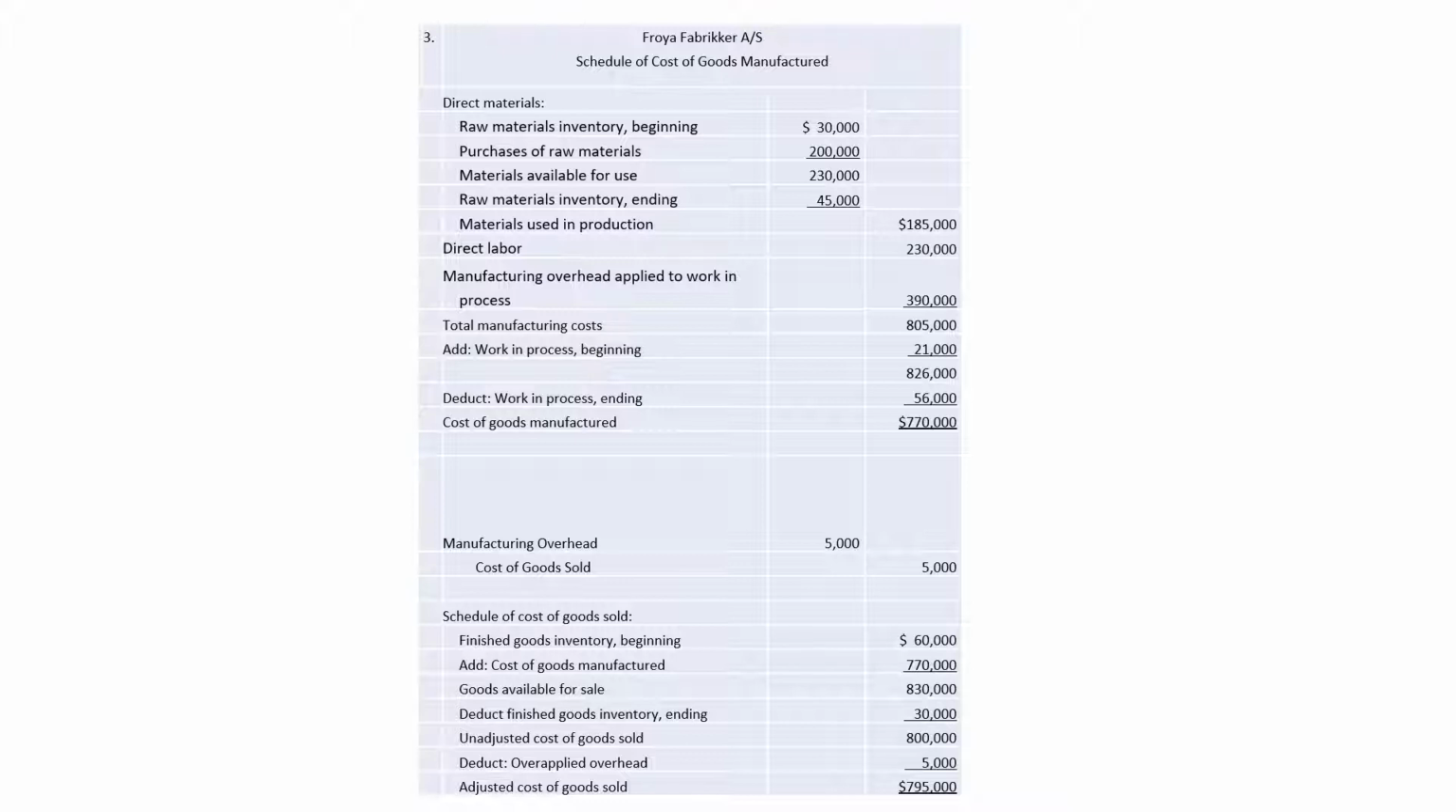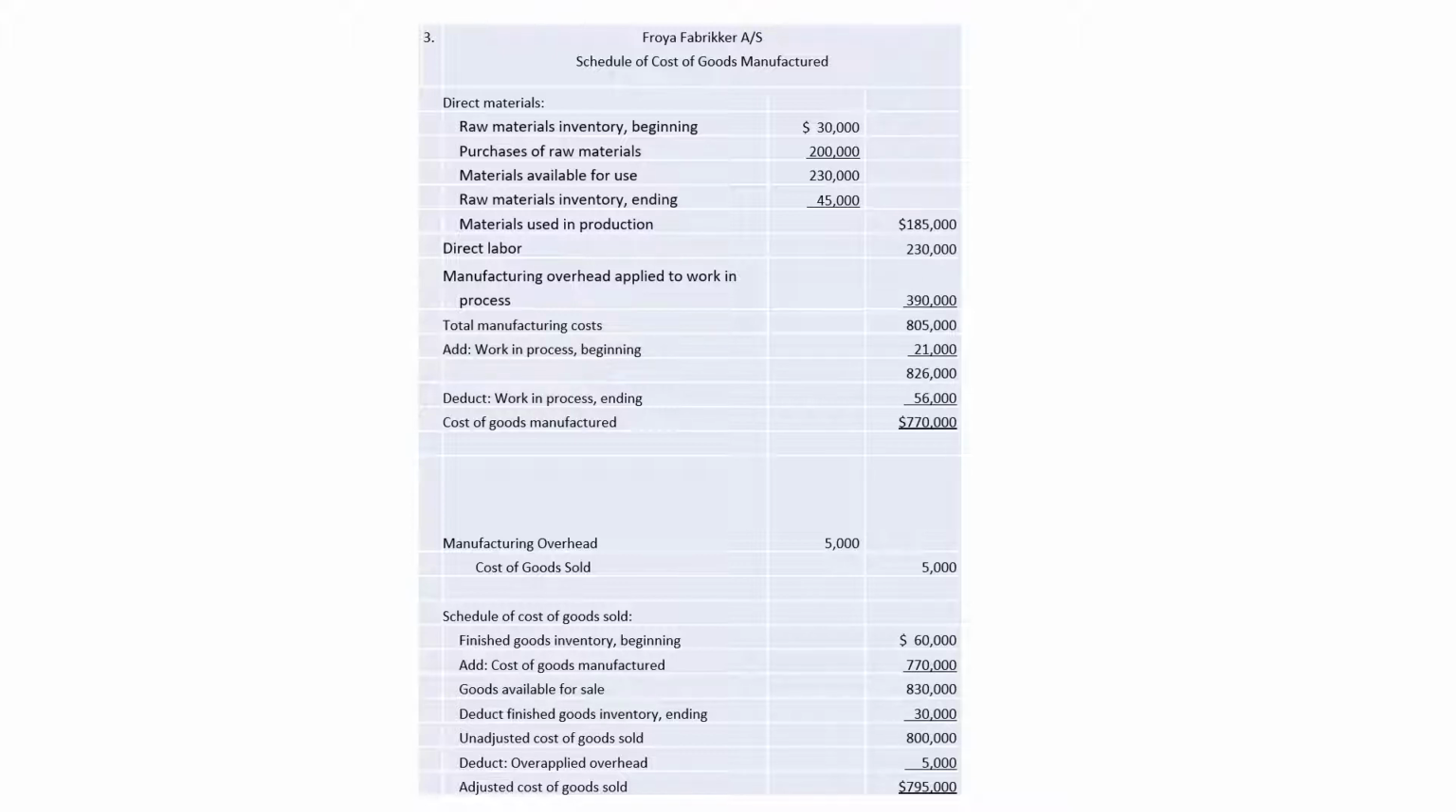We over-applied our manufacturing overhead. So we have to do another journal entry where we debit manufacturing overhead and credit cost of goods sold. So you should update your cost of goods sold T account for that.